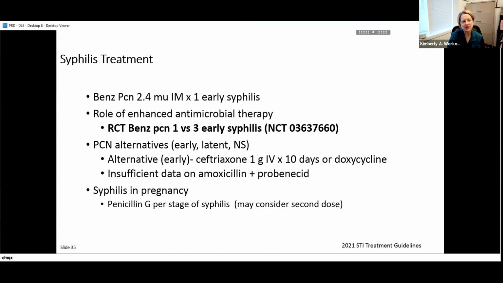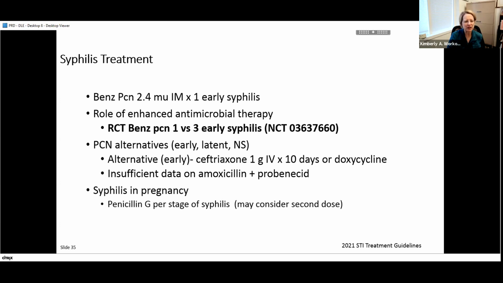There have been some observational studies that have tried to answer this 1 versus 3 question. There's an ongoing RCT right now that is attempting to answer this question. It's currently enrolling at multiple sites. I left the NCT number there. That's trying to answer this question, so that definitively we have an answer on 1 versus 3 shots of benzathine for early syphilis.